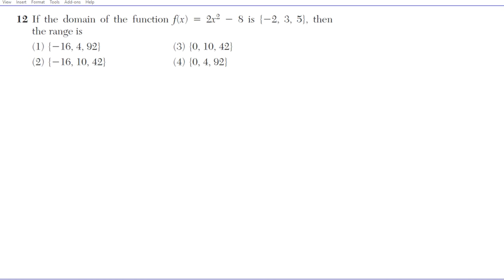All right, let's take a look at number 12. It reads, if the domain of the function f of x equals 2x squared minus 8 is the set negative 2, 3, and 5, then the range is... So to answer this question, you need to remember what domain and range represent. Okay? So let's refresh our memory real quick. Recall domain and range. Let's start with domain.